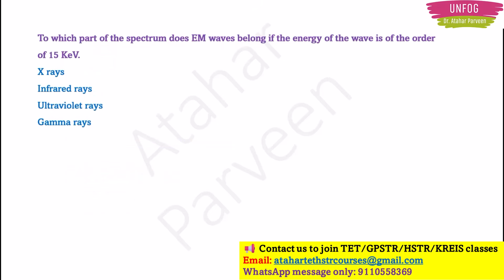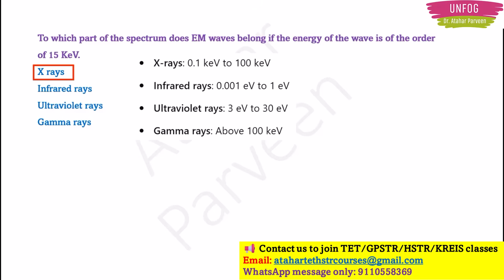Next question, to which part of the spectrum does electromagnetic waves belong if the energy of the wave is of the order of 15 keV? Actually this 15 keV means it is for X-rays. Here you can actually find the value of energy using that formula of E is equal to h nu. The frequency nu is inversely proportional to wavelength, right? So you know the value of frequency, you can find it out, but there you will have to include the speed of light, which is 3 into 10 to the power 8. Okay, so little bit of calculations will be there.